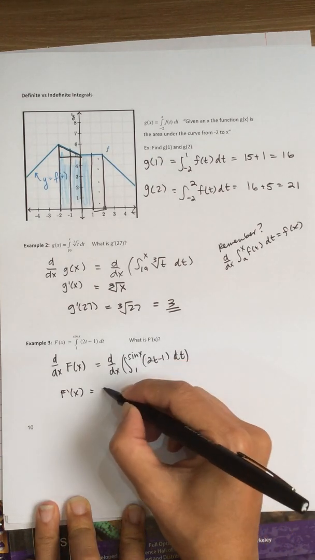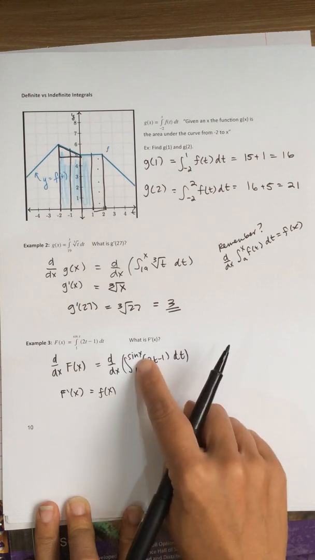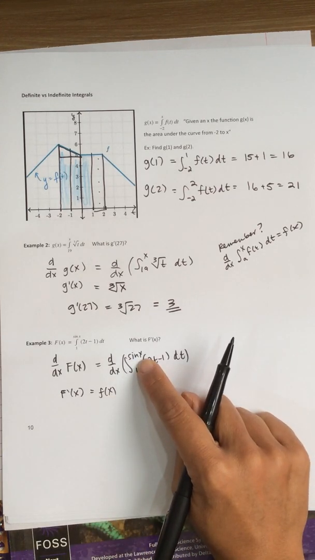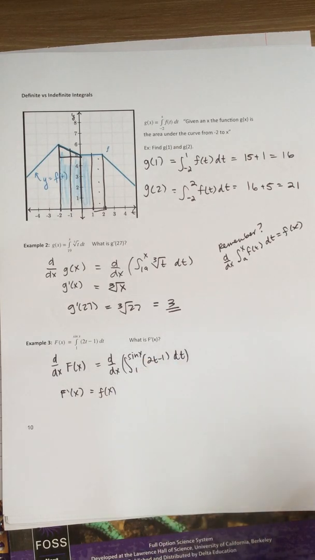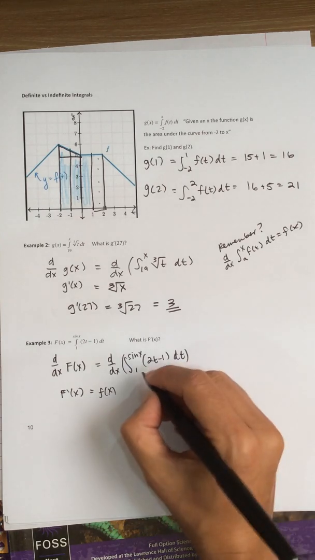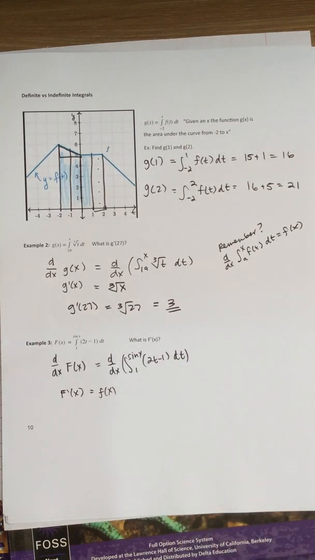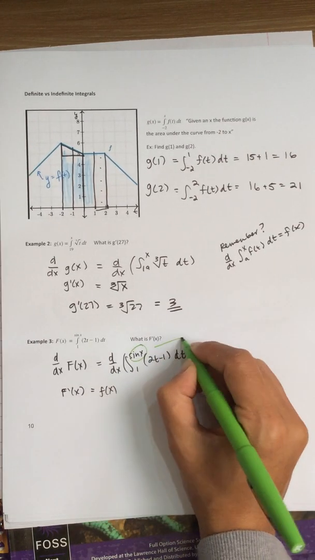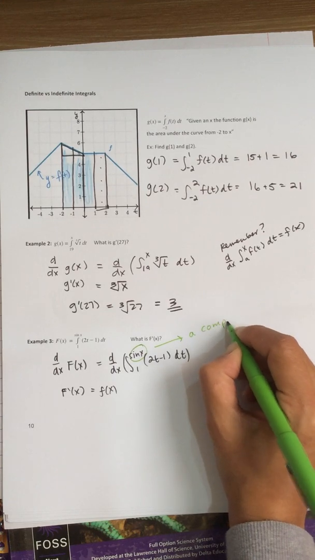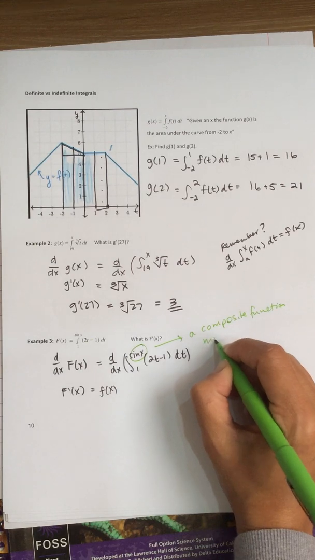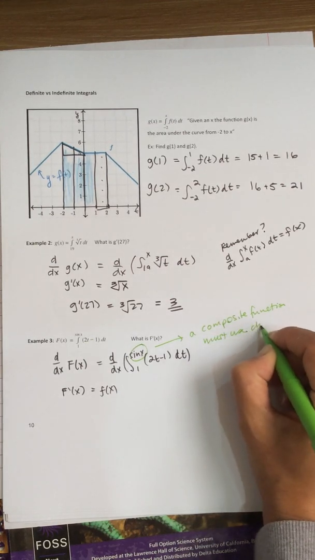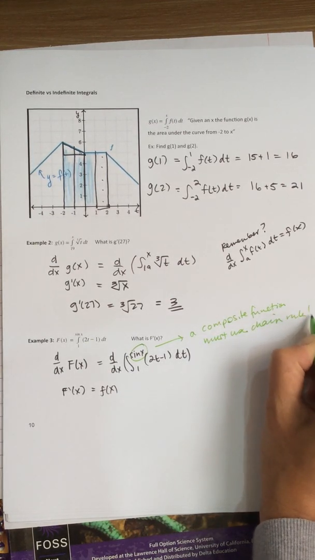But we have an issue here. This isn't an x. This is sine of x. This is a composite function. So what do we do when we have to find derivatives of composite functions? Remember that? We have to use the chain rule. So the chain rule has to be used here. Let's put a little note: a composite function must use the chain rule. It didn't go away, it's still here.